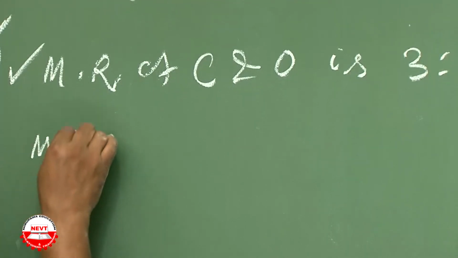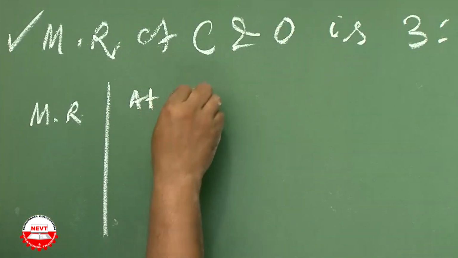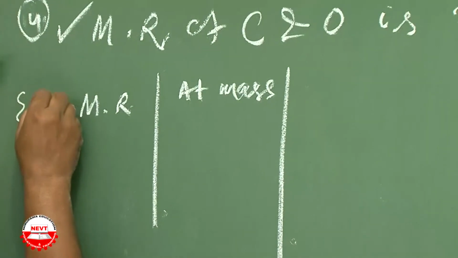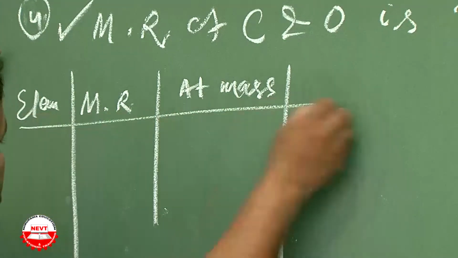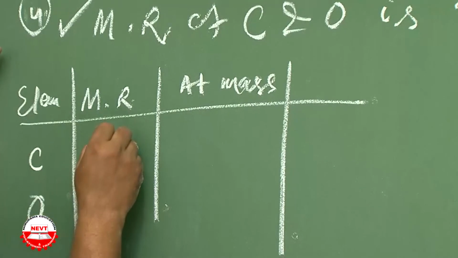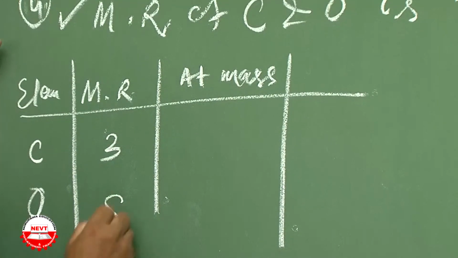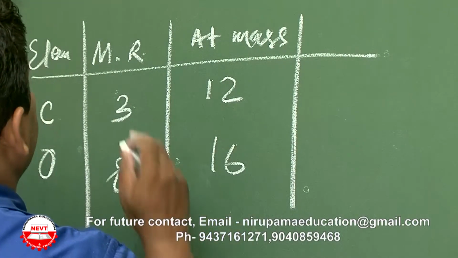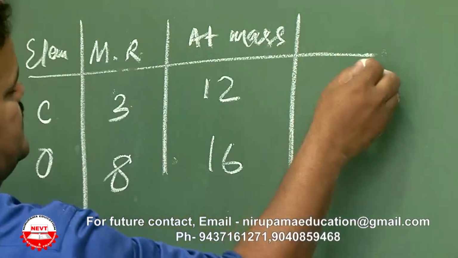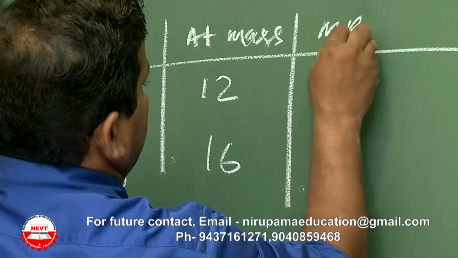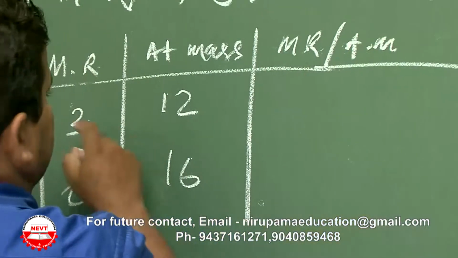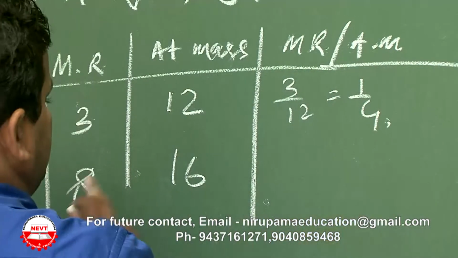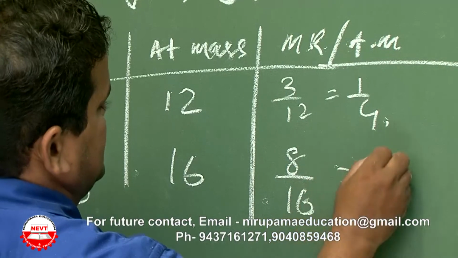First write down the mass ratio, then their atomic mass. Here the elements are carbon and oxygen. Mass ratio: it has 3, it has 8. Atomic mass of carbon is 12, oxygen has 16. Now divide these two, that means mass ratio by atomic mass. That means 3/12 is 1/4. Here 8/16 is 1/2.